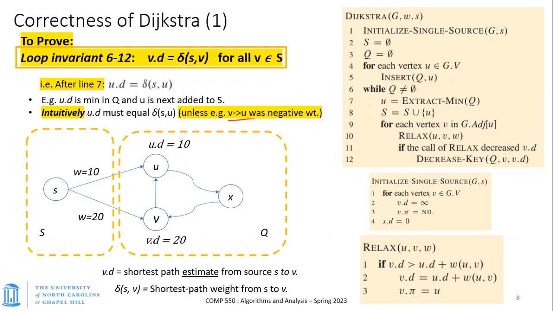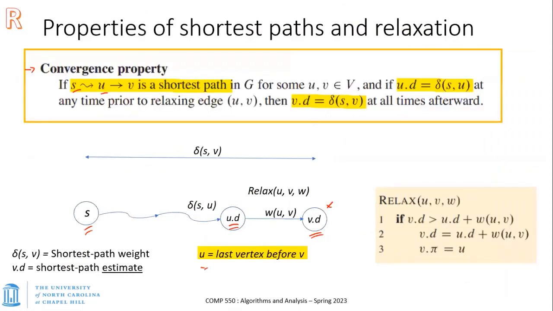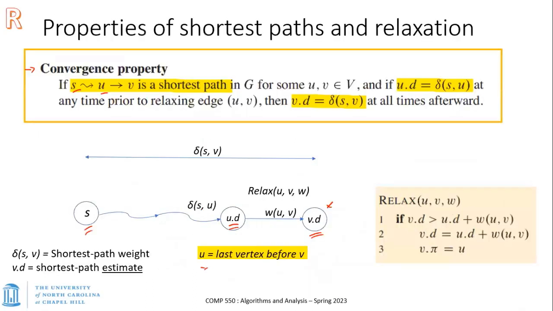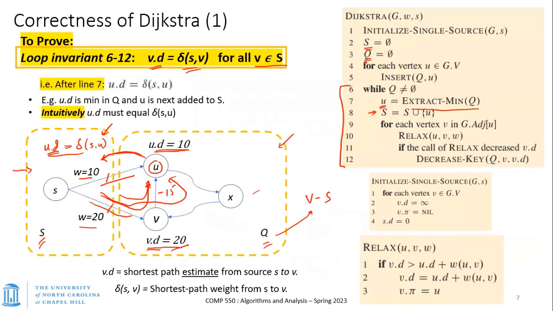In other words, we saw how cut and paste worked over here. So we saw that you had a sum of path weights, and if the optimal substructure is being followed, then we could replace one of the path weights with a lower weight. That would be a contradiction. So could we use cut and paste in Dijkstra?